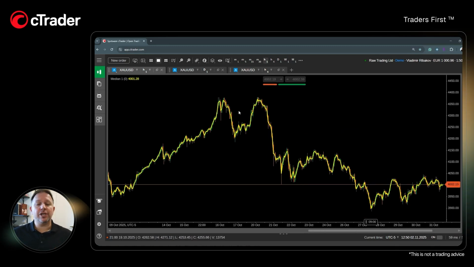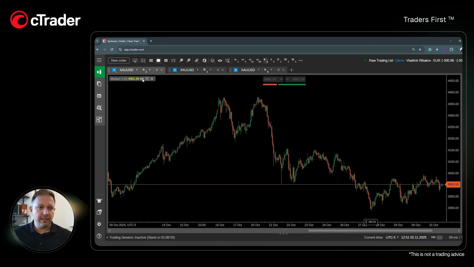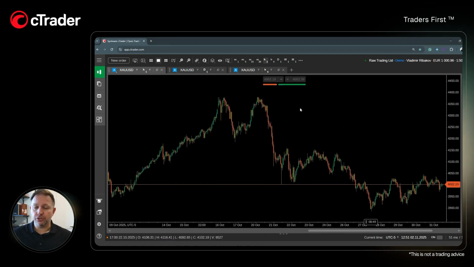If you want to change any of the settings or to remove the indicator, in the top left corner here, you would be able to access the settings, the visibility of the indicator at any moment, and of course remove it from the chart.